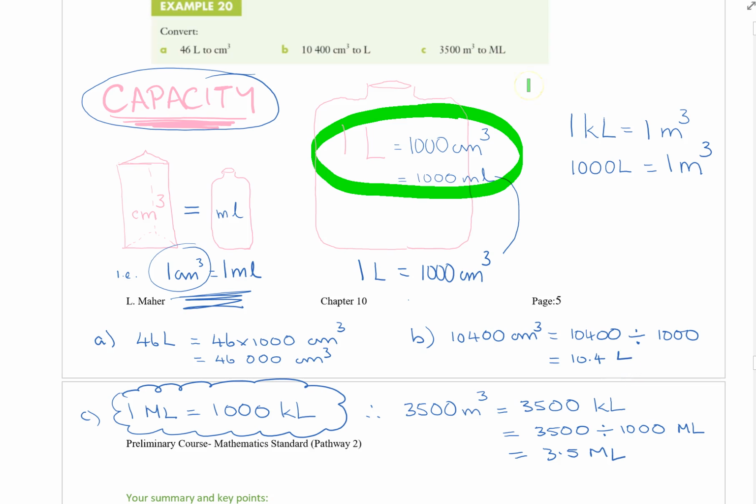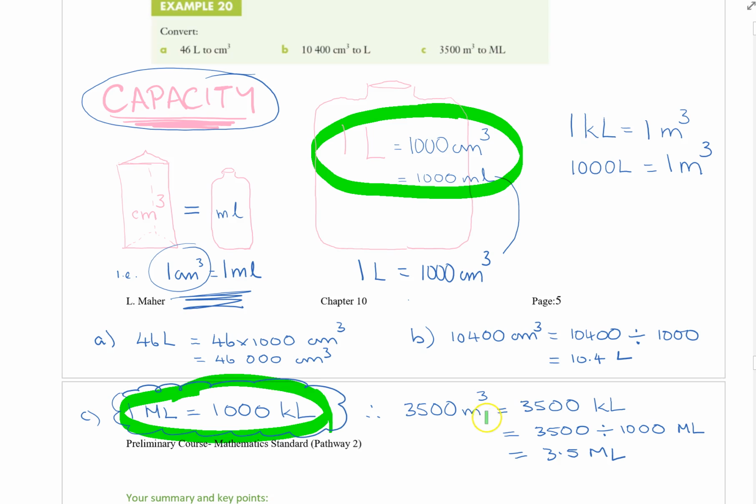C requires a bit more work, and it introduces the concept of a megalitre. Now, I hadn't previously talked about that, but you can see I've got it here. 1 megalitre is 1,000 kilolitres. A megalitre is 1,000 kilolitres. The question gives you 3,500 metres cubed. Now, that metres cubed is not in this conversion.